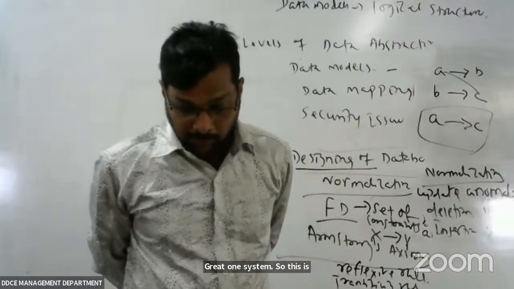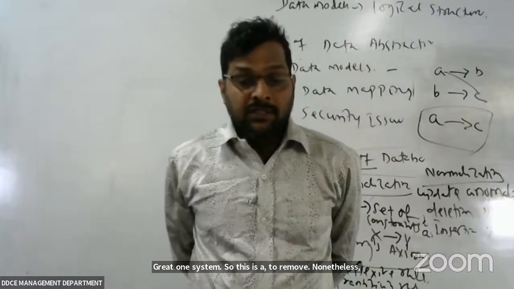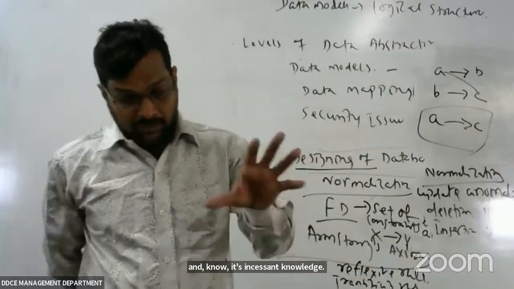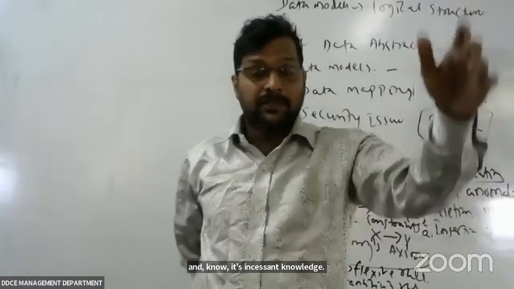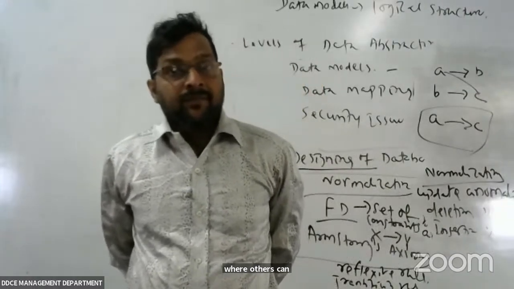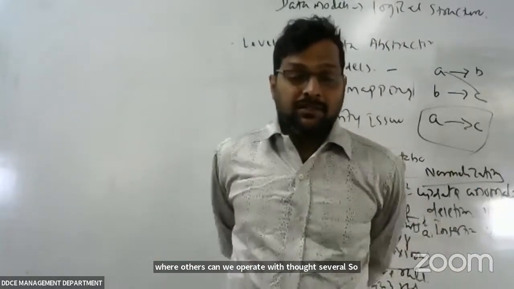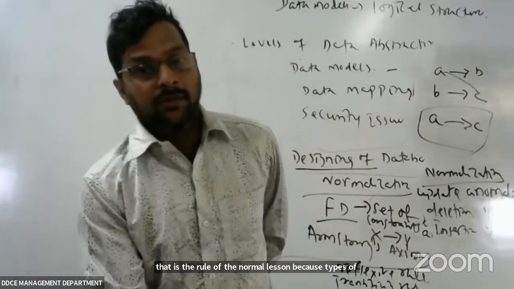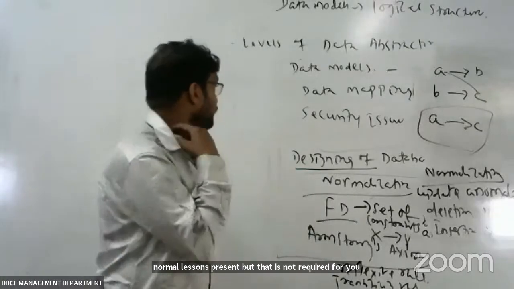Normalization is a method to remove all these anomalies: deletion anomalies, insertion anomalies, and updation anomalies, and bring the database into a consistent state, a consistent state where the database can be operable for several years. So that is the role of normalization. There are types of normalization, but that is not required for you. But this is the design part of the database.